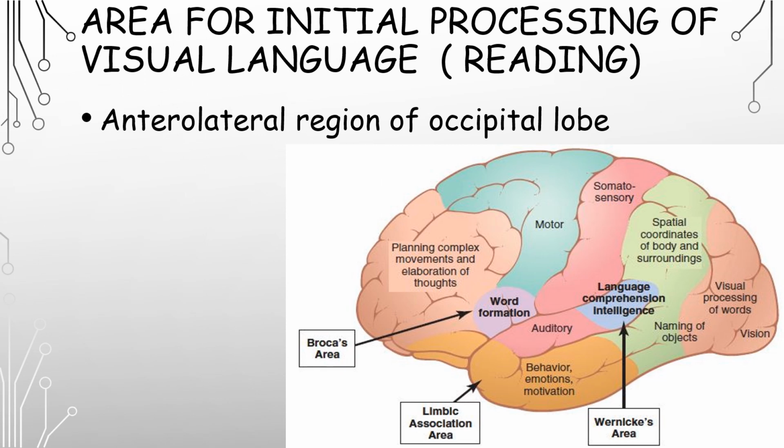Area for initial processing of visual language, that is reading. So there is a special area here in the occipital lobe. So that is the anterolateral region of the occipital lobe.